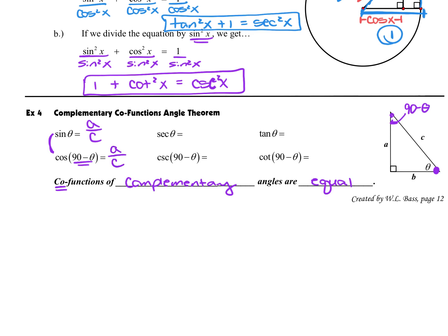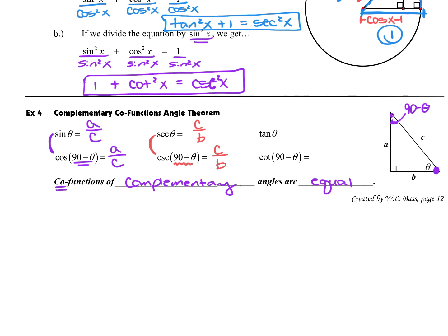If I look to the next one, I'm going to look at secant now. So secant and cosecant are co-functions because one has the prefix, one does not. So if I come down here to theta and I find the secant, that's going to be the hypotenuse over the adjacent, so that's going to be C over B. And then I go to its complement up here at 90 minus theta, and I say, what is the cosecant? That's going to be the hypotenuse over the opposite, and that's C over B again.